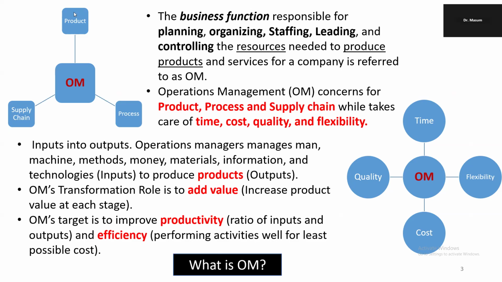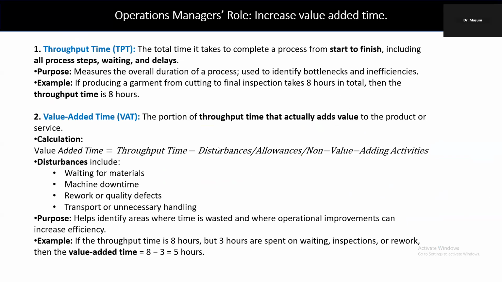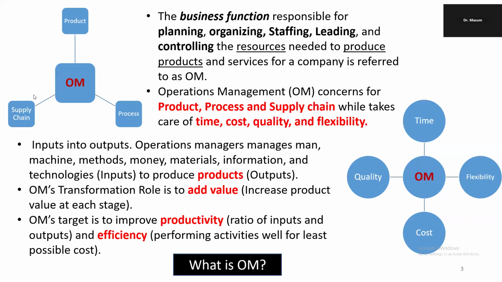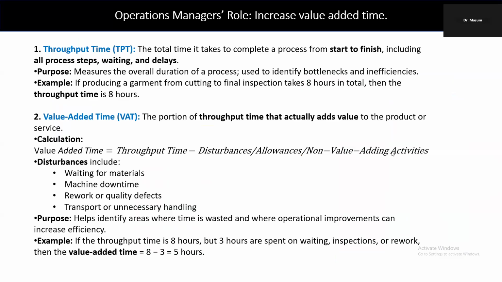Operations management is concerned with product, process, and supply chain. Product is the output of the process, and the operations manager is very much concerned with supply chain coordination. Supply chain coordination means: who are the external suppliers of your raw materials? This is very important, and how you can distribute the process output to the users. So you have to focus on logistics, inventory, etc.